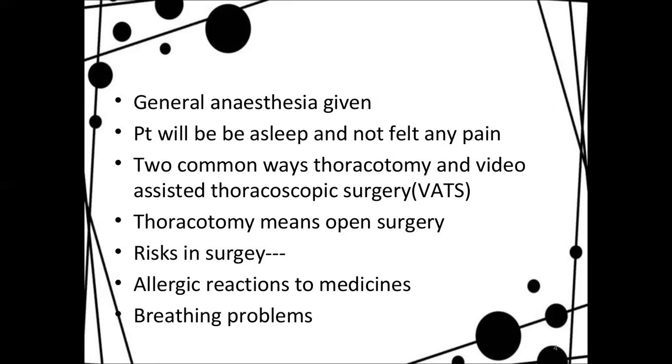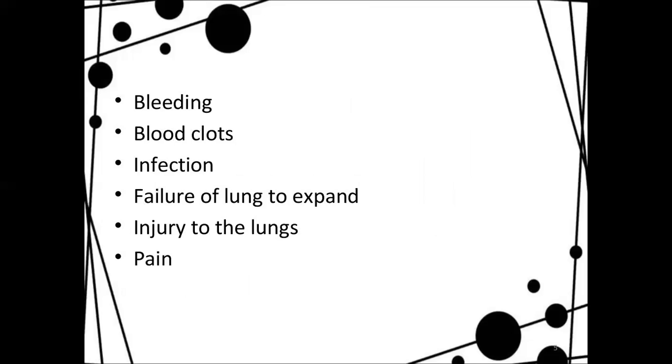General anesthesia is given. The patient will be asleep and will not feel any pain. There are two common ways: thoracotomy and video-assisted thoracoscopic surgery. Thoracotomy means open surgery. Risks of surgery include allergic reaction to medicines, breathing problems, bleeding, blood clots, infection, failure of the lung to expand, injury to the lungs, and pain.